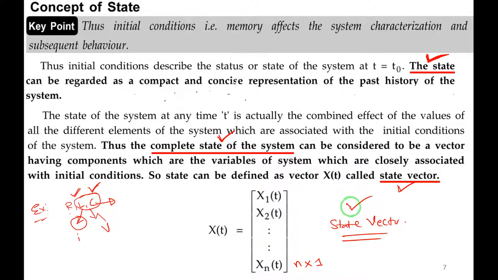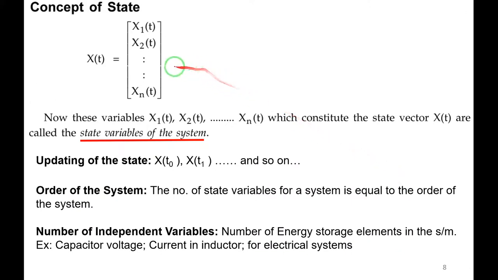I hope you understood what is state, what is complete state of the system, what is state vector. State gives the past history of the system. Complete state gives all the state variables, what are the effects of all the state variables. All that information, and the representation of all the state variables in the form of a vector, we call the state vector. So once again, x1 of t, x2 of t, x3 of t, and so on till xn of t, we call the state variables of the system.